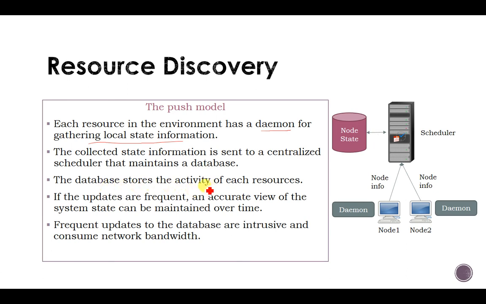The database stores the activity of each resource, meaning the resources associated with node 1 or node 2, and all the activity will be stored inside this database. If the updates are frequent, an accurate view of the system state can be maintained over time. That means if the status is frequently shared by the nodes, then we can get updated information. If it is not frequent, then the state information stored inside your node state may be corrupted, or not accurate according to the resource availability at node 1 or node 2.